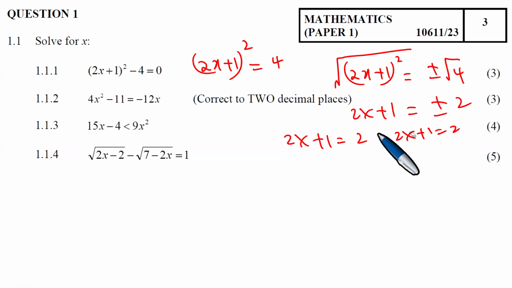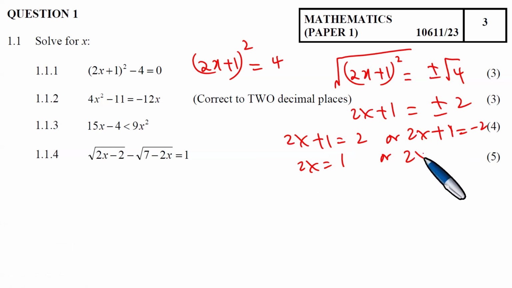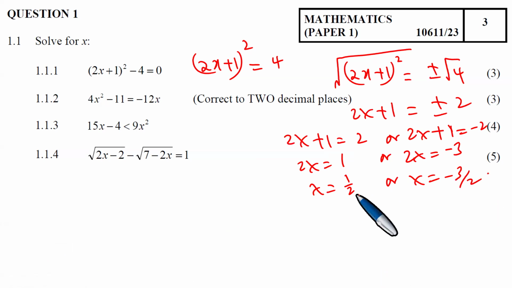Okay, so yeah, you can have that. 2x plus 1 is 2, or you can say that 2x plus 1 is minus 2. This means that 2x is 2 minus 1, which is 1, or 2x is minus 2 minus 1, which is minus 3. You divide by 2, which gives 1/2, or minus 3 over 2. Okay, we got 1/2 and minus 3 over 2.